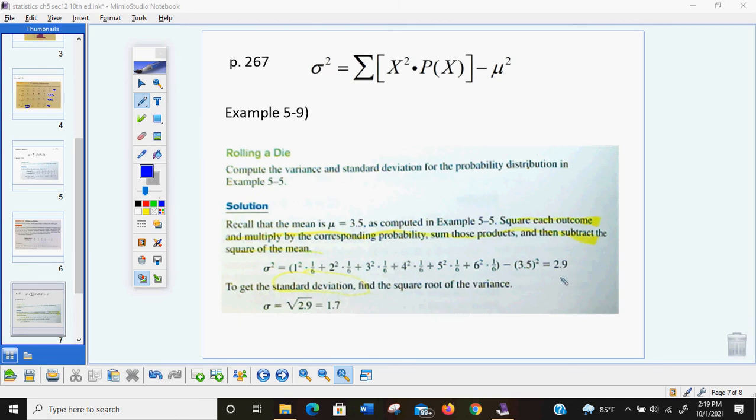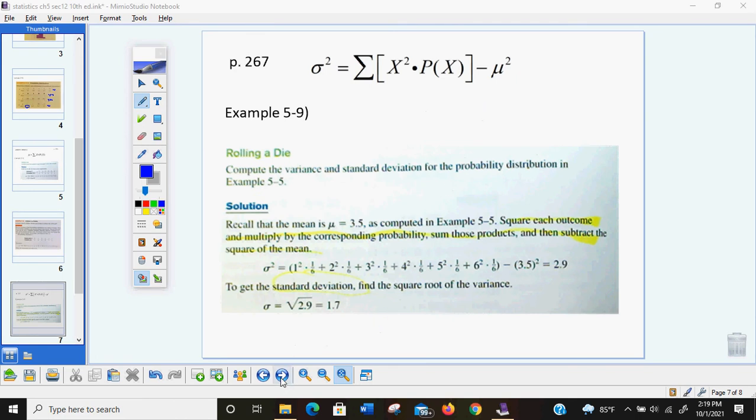Now remember, if you want the standard deviation, you take the square root of that and you get 1.7. Okay, so square the outcome, multiply it by the probability, add them all up, and then subtract the mean squared.